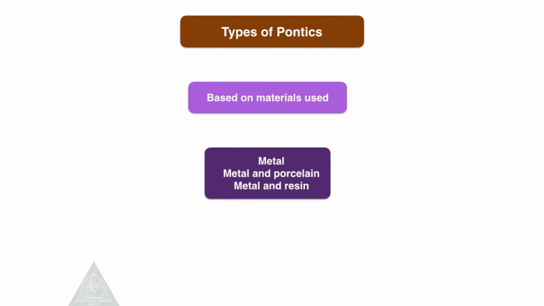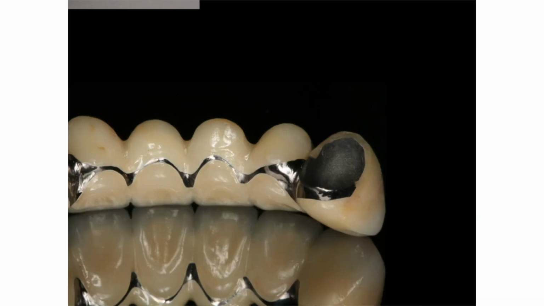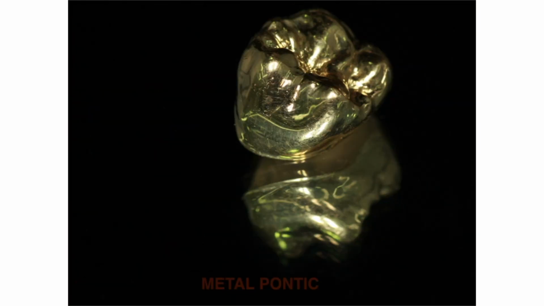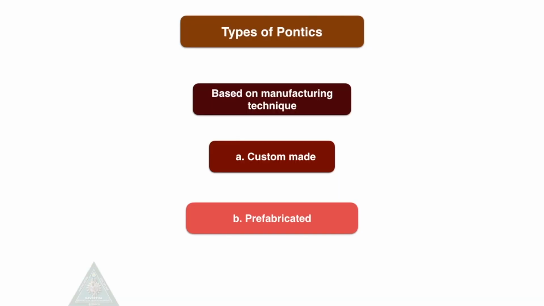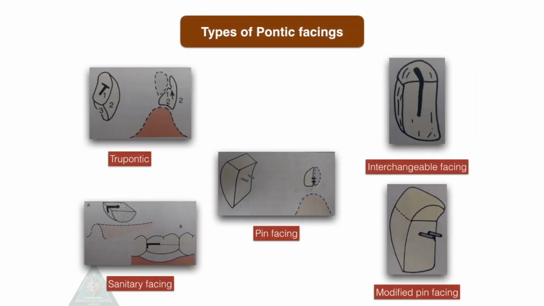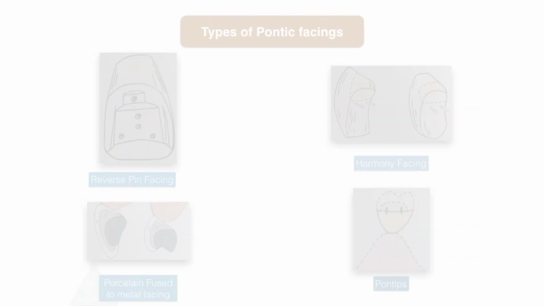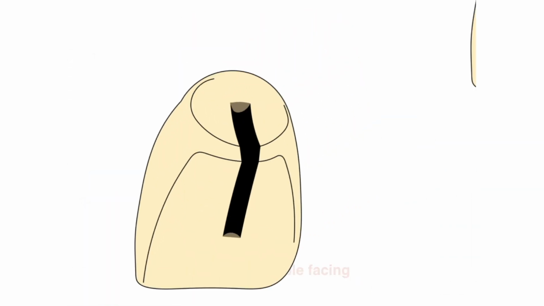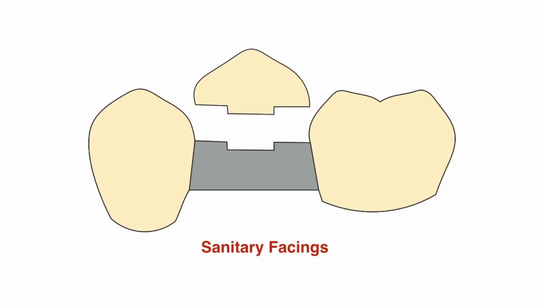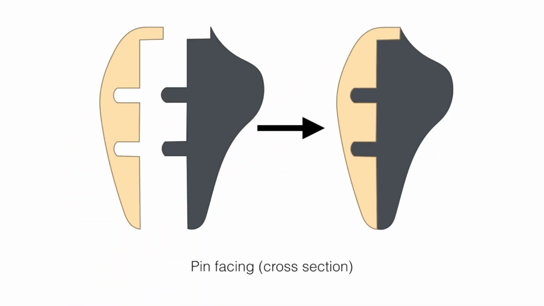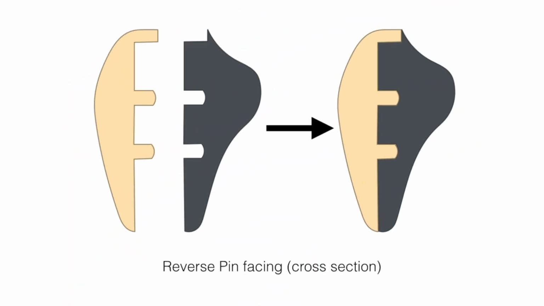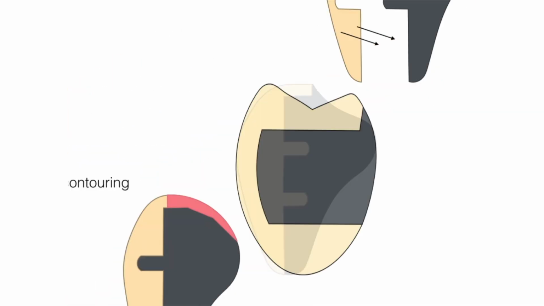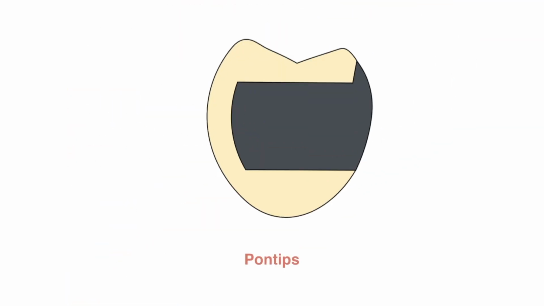Based on the materials used, they can be classified as metal ceramic pontics, all ceramic pontics, metal pontics, and based on the manufacturing technique, they can be categorized into custom made and prefabricated pontics. These are the various types of pontic facings: interchangeable facing, true pontic, sanitary facing, pin facing, reverse pin facing, modified pin facing, harmony facing, and pontips.